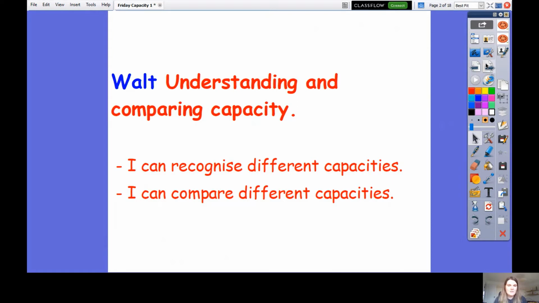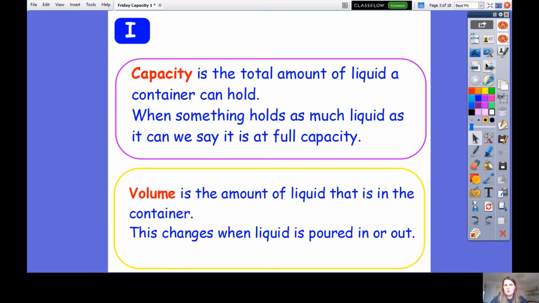We are going to be looking at different capacities and we're going to be comparing capacity. So let's remind ourselves what capacity is. Capacity is the total amount of liquid a container can hold. We say that when something has got it to full, we say it is at full capacity. However, if we were to put the same amount of volume of water into a different container, that was a different shape, it might have a different capacity. It might not necessarily be able to hold the same amount of water.